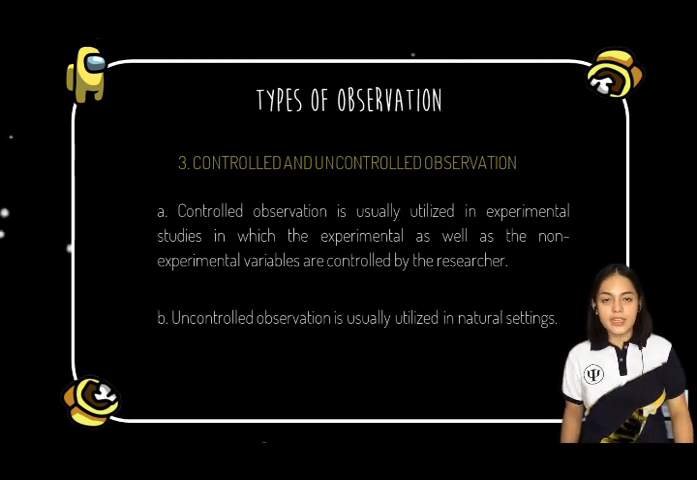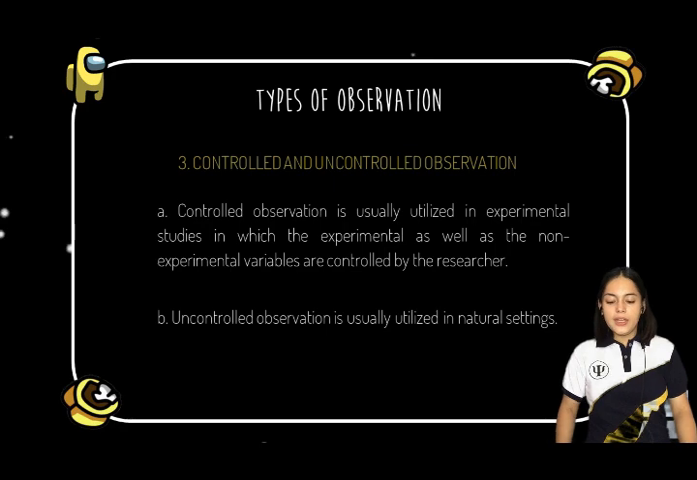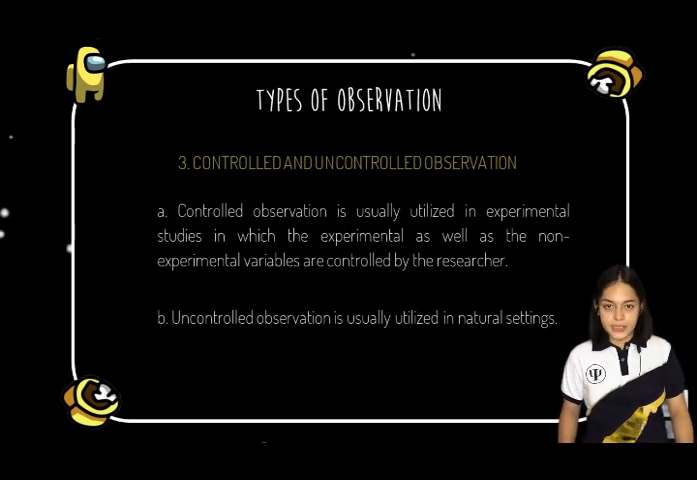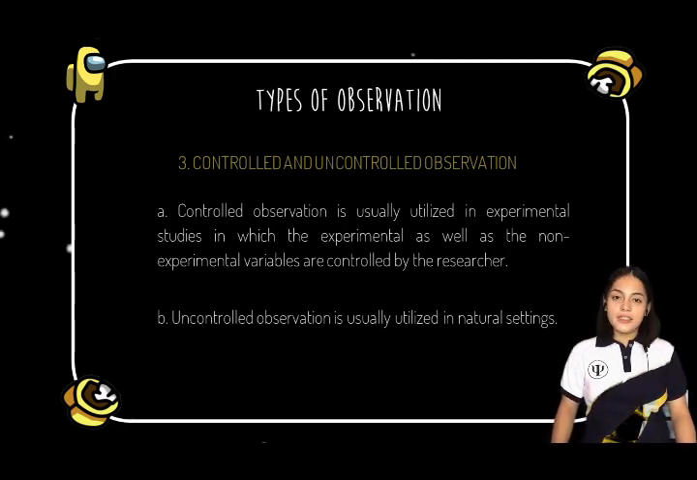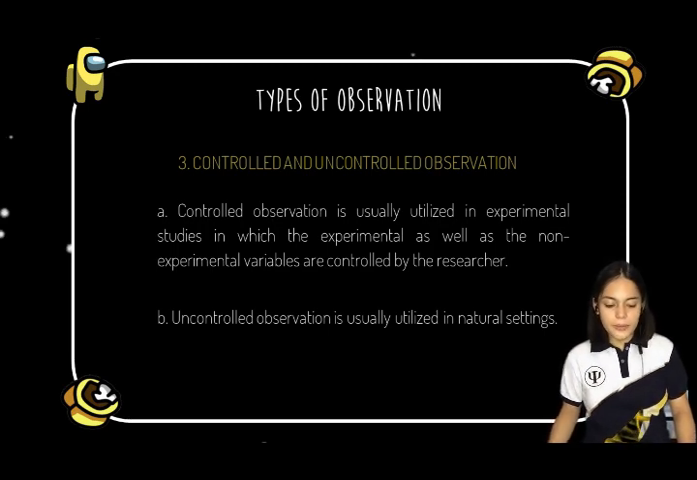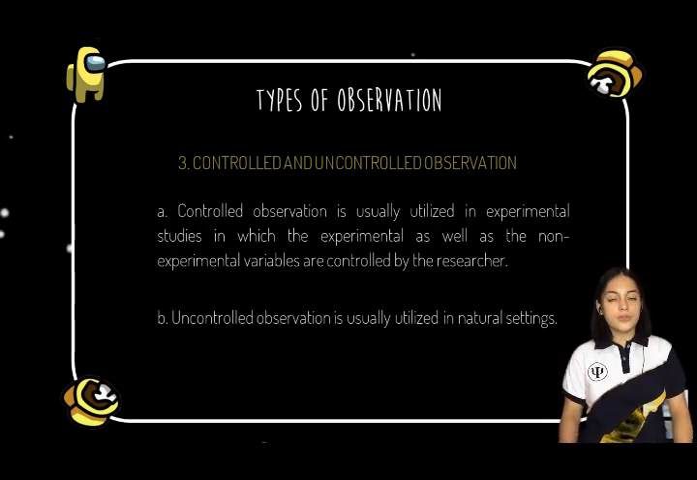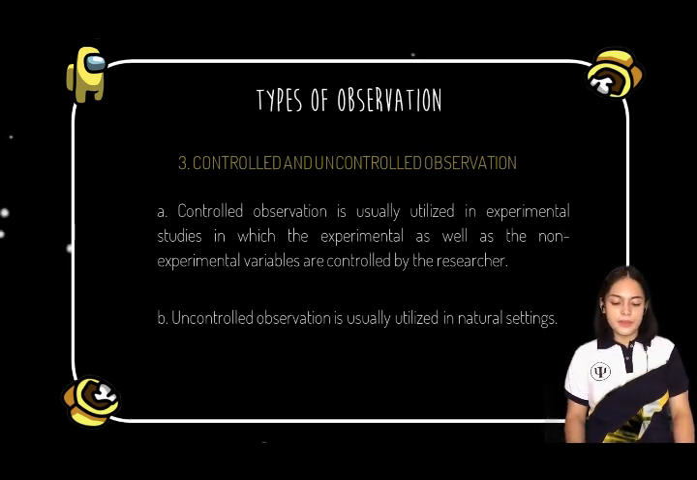The second one is uncontrolled observation. It is usually utilized in a natural setting. Basically, this observation doesn't include any manipulation from the researcher. No control whatsoever is placed upon any variable within the observation area. An example of this is an office worker. The worker may be observed as they work in their office and how they communicate with their co-workers and the customers. That is a natural setting.